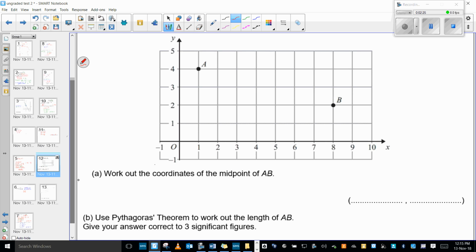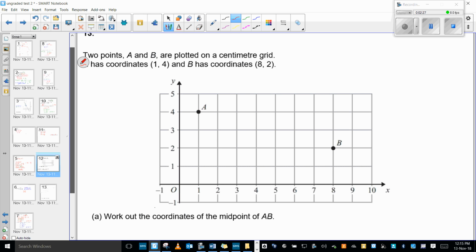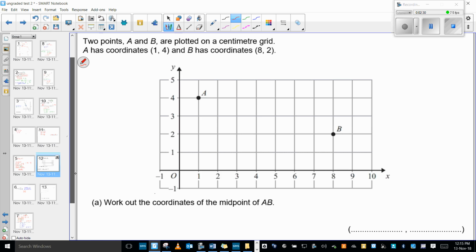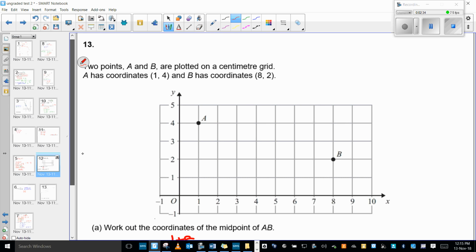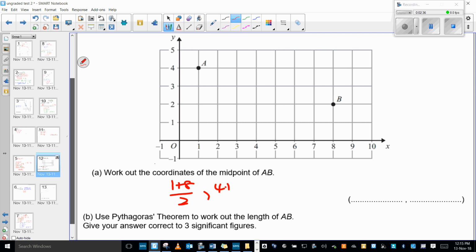Alright, so our x values are 1 plus 8 over 2. And our y values are 4 plus 2 over 2. So I've got 9 over 2 and 6 over 2, which is 3. Okay? Or you can say 4.5.